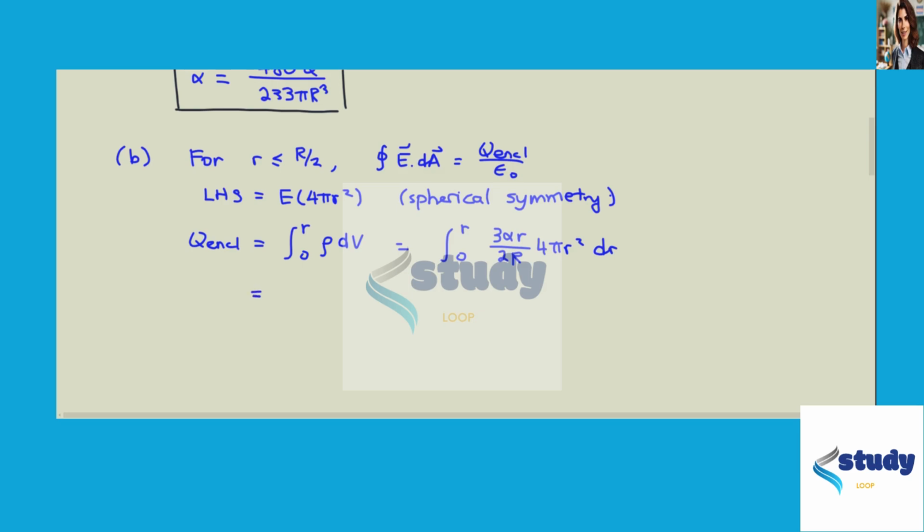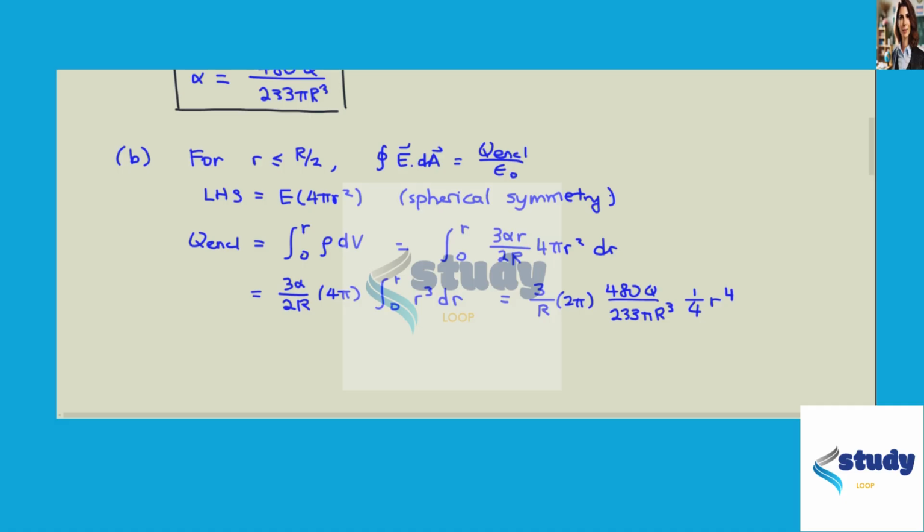Okay, so if you do this, you have 3 alpha over 2 r, and then times 4 pi, and then times the integral of r cubed dr. Okay, so if you simplify, you get 3 over r times 2 pi. Now you can actually substitute alpha, 480 q divided by 233 pi r cubed, and then you have 1 over 4 r to the 4.